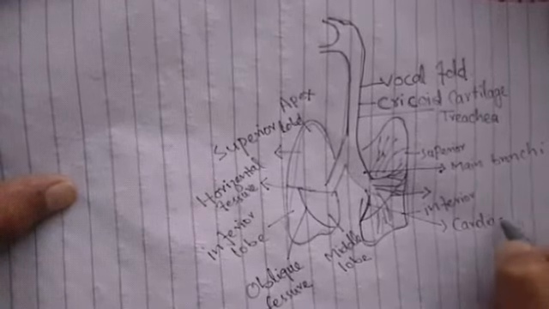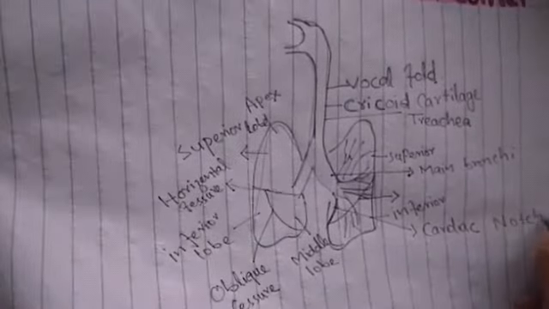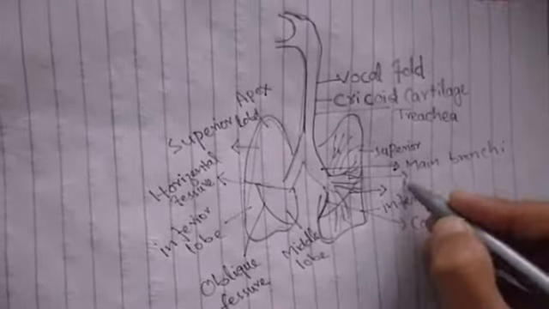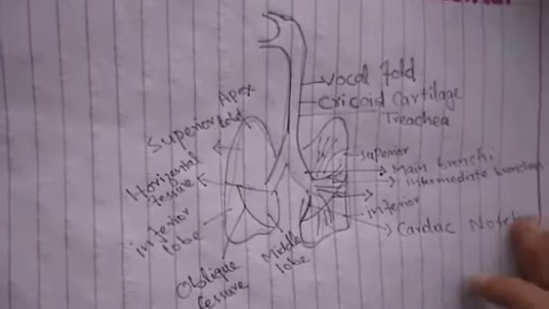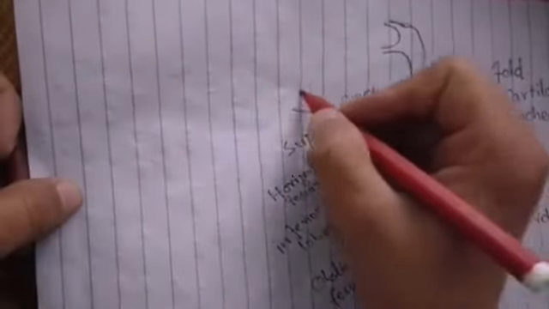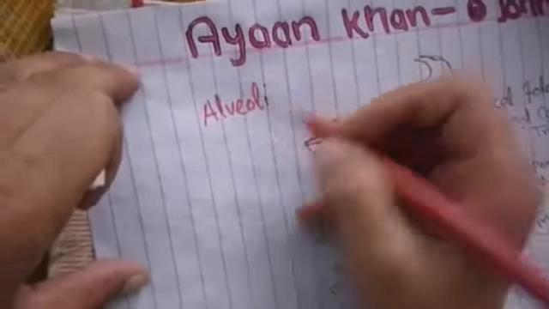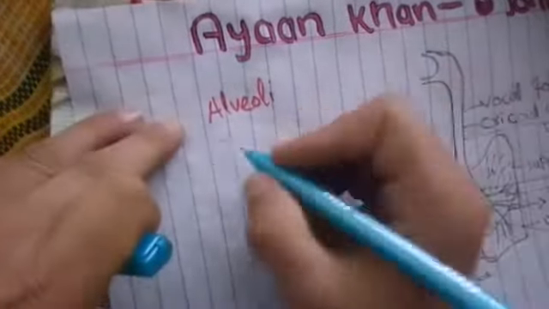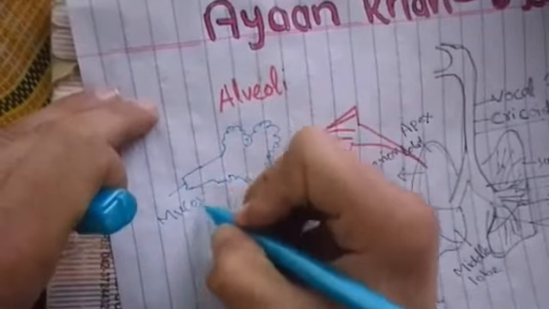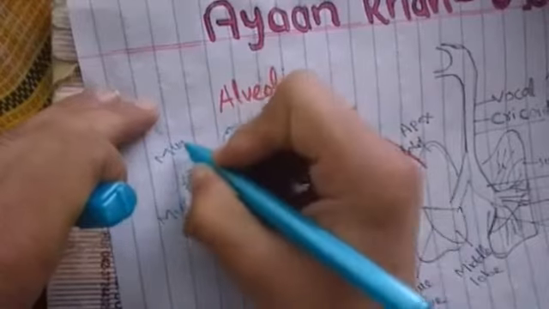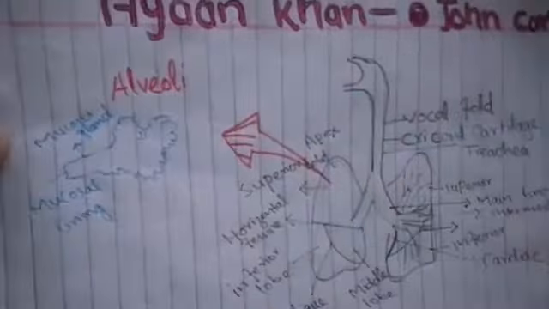Now this is the cardiac notch. Here the heart is present. So this is the cardiac notch. The lungs contain a lot of alveoli. So alveoli look like this. This is the alveoli which exchange the gas. This is the mucus lining and mucus gland.